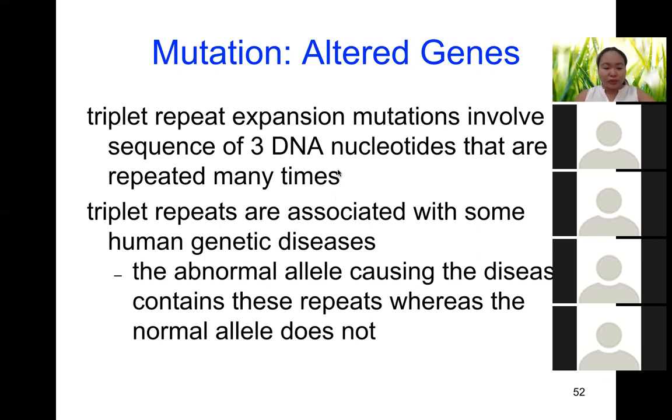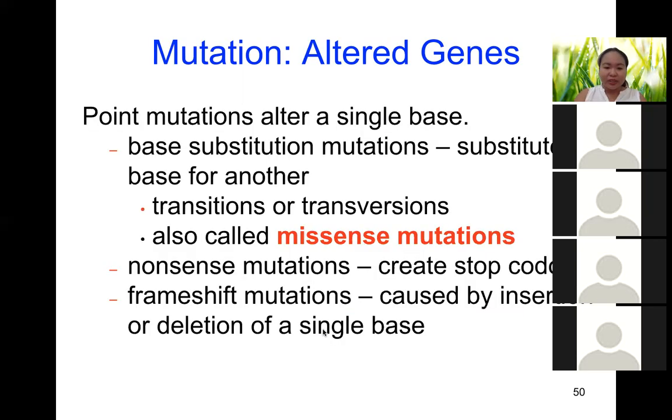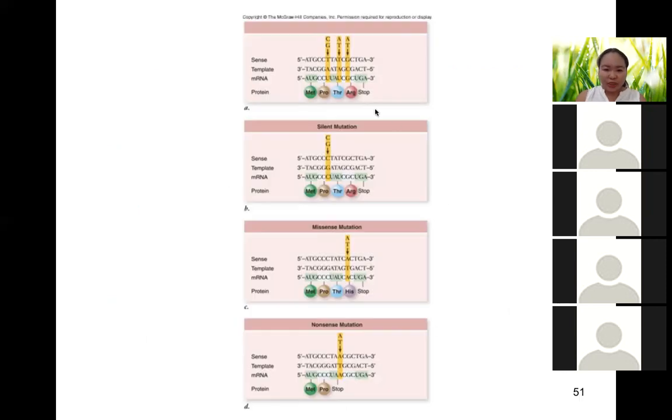I can show you. So okay, here, the silent mutation, missense, and nonsense mutation. So the nonsense creates a stop codon, and the frameshift mutation has insertion or deletion of a single base. And the missense mutation substitutes bases, the A, G, T, like that, as shown here.